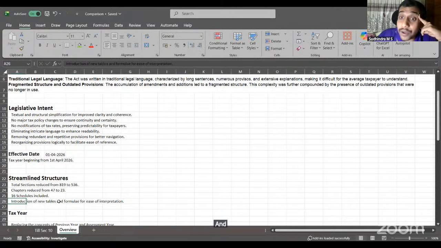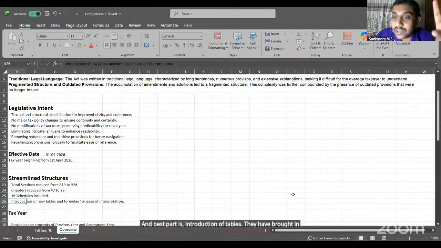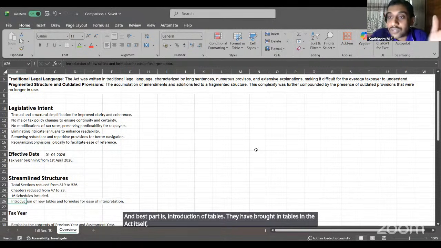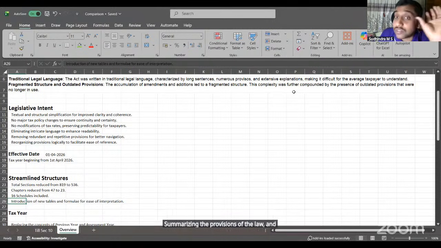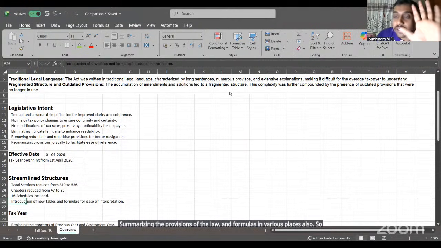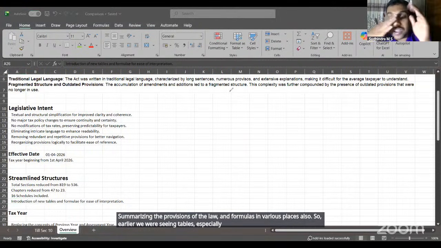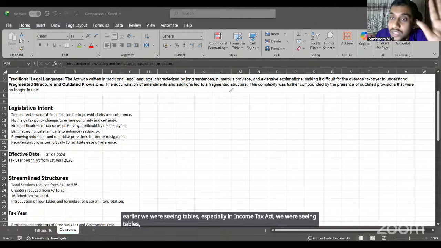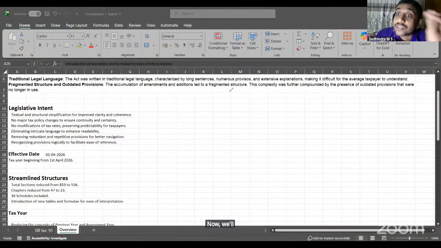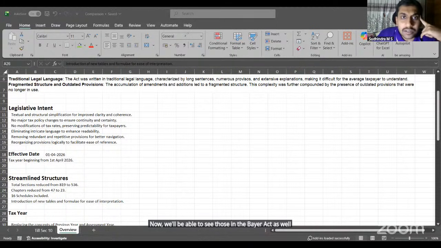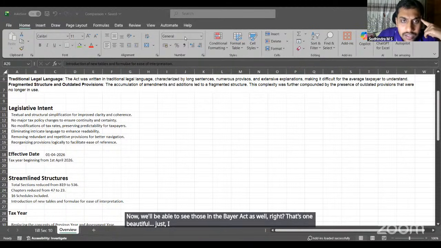And best part is introduction of tables. They have brought in tables in the Act itself, summarizing the provisions of the law and formulas in various places also. So earlier we were seeing tables, formulas, charts, especially in Income Tax Act, only in CA study material. Now we will be able to see those in the Bare Act as well, right? That's one beauty. I'll give you an example.